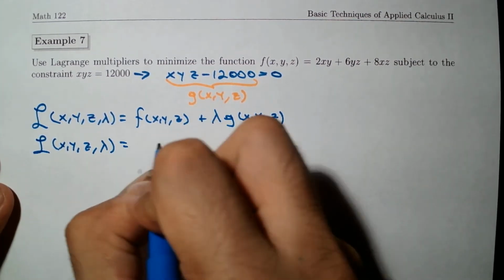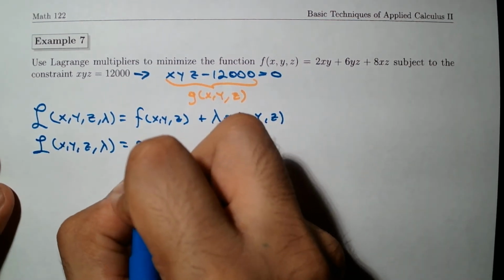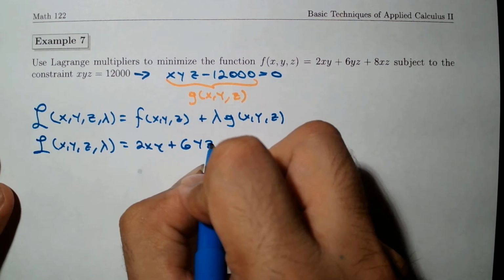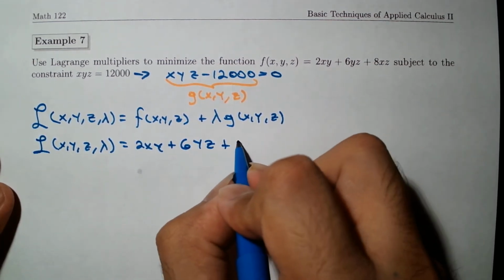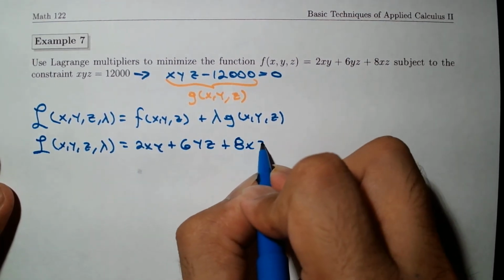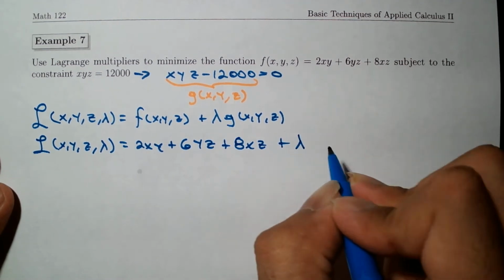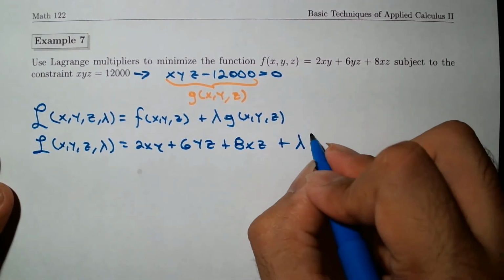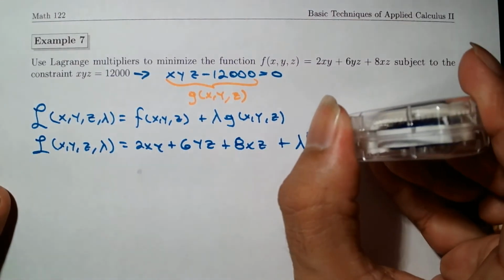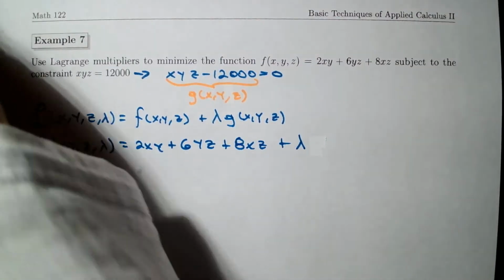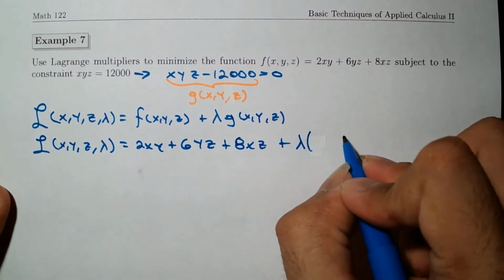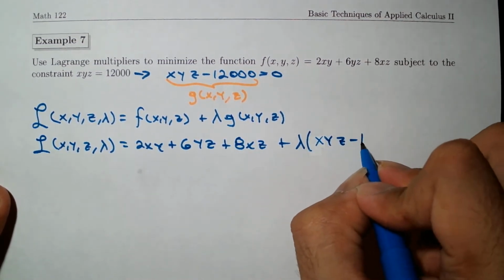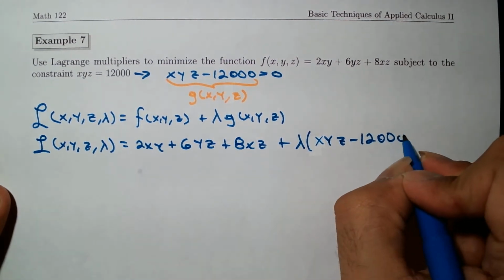That's 2xy plus 6yz plus 8xz plus lambda times, well, not g actually, what am I doing here? And times xyz minus 12,000.